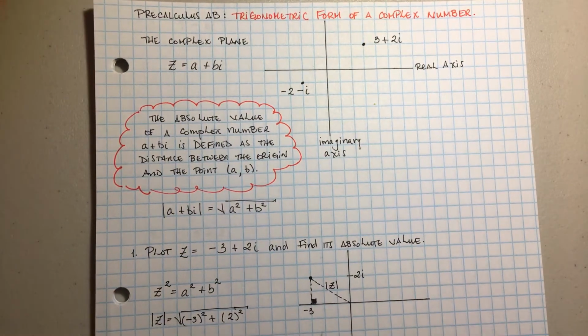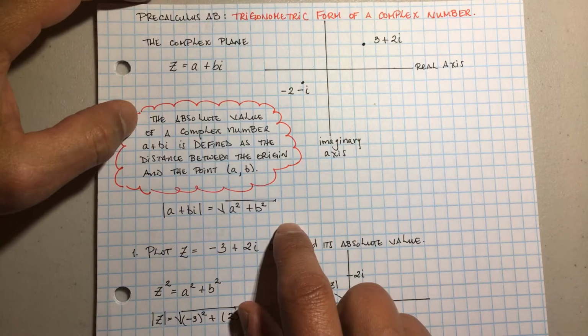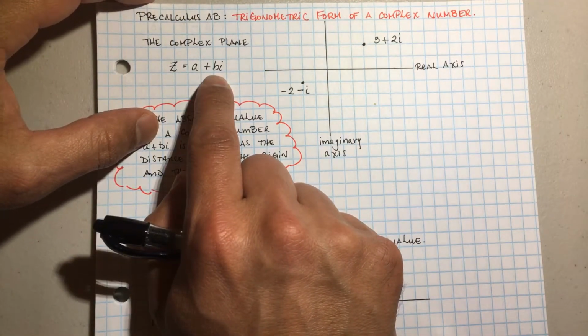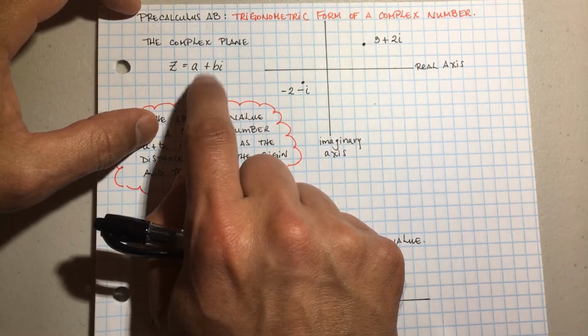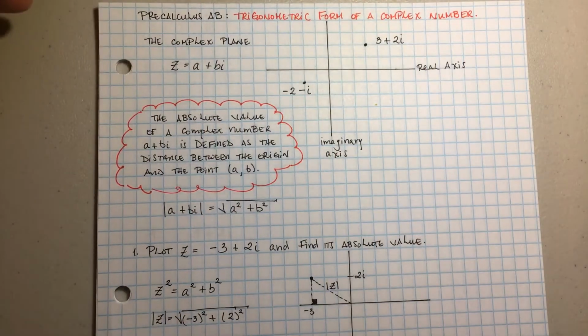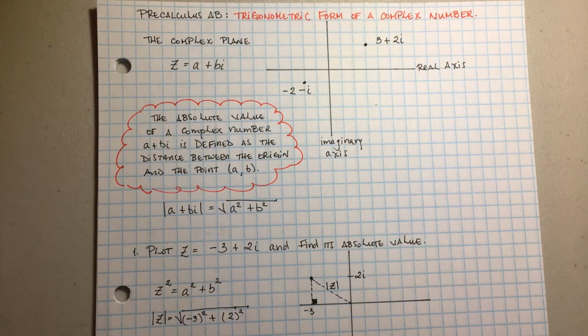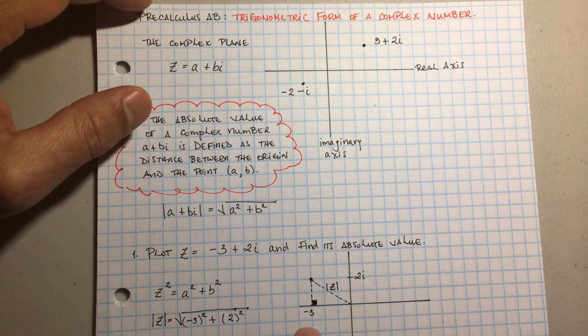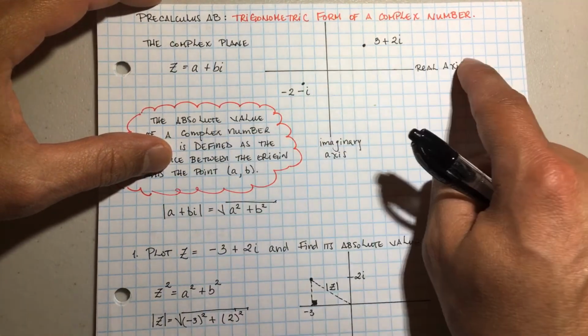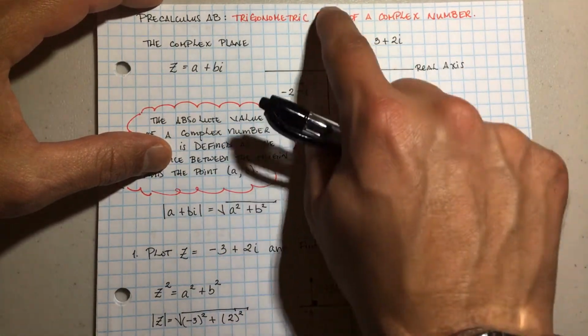A complex number is made up of a real part and an imaginary part. Hopefully you remember that from Algebra 2. And when we graph it, much like when we graph on an XY plane for real numbers, we do the same thing with complex numbers. The x-axis is the real axis, and the y-axis is the imaginary part.